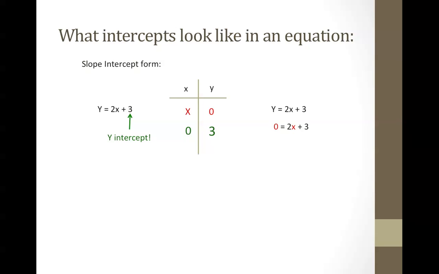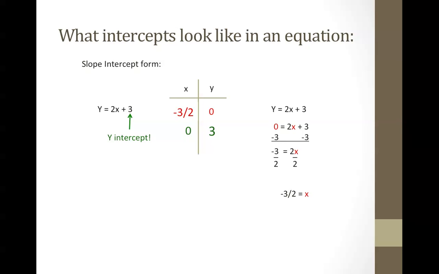To do that, first, we'll subtract 3 from both sides, and that'll give us negative 3 equals 2x. And then we'll divide both sides by 2, and that'll give us x equals negative 3 over 2, or negative 3 halves. So notice that this isn't a number that we see anywhere just by looking at the equation. We do have to plug in 0 for y, and then find the x-intercept that way. So the x-intercept now is negative 3 halves.